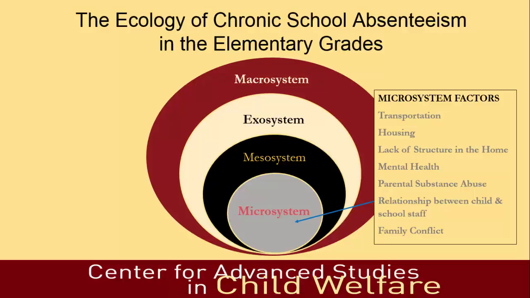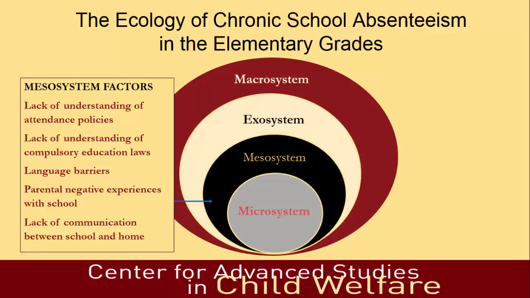In the school microsystem, a negative relationship between a child and teacher can result in the child avoiding school. Research has shown that some children who are chronically absent report feeling that their teacher does not like them or does not treat them well.